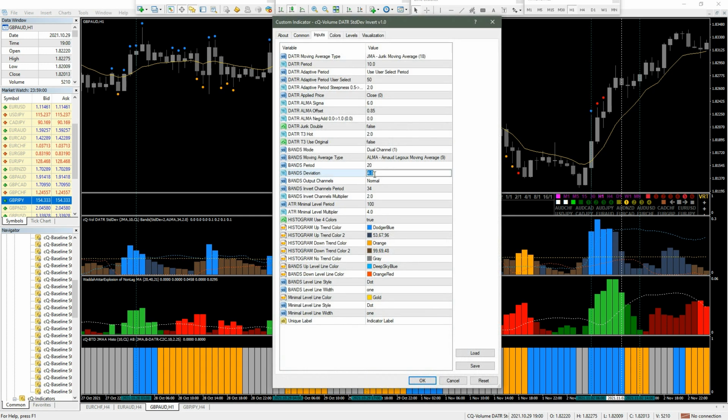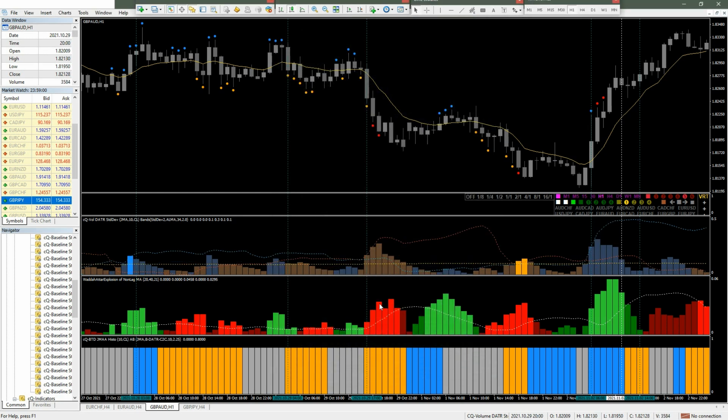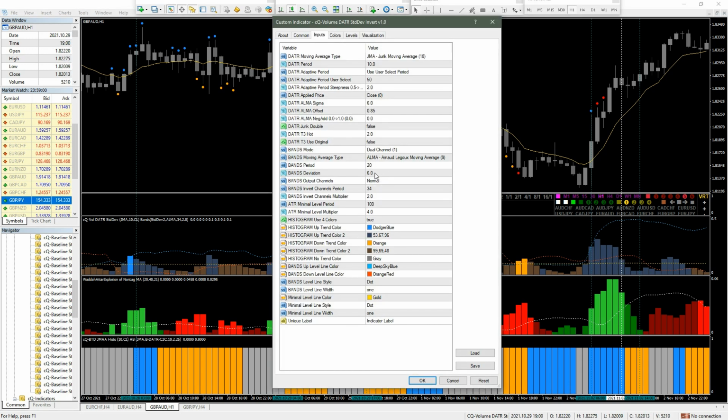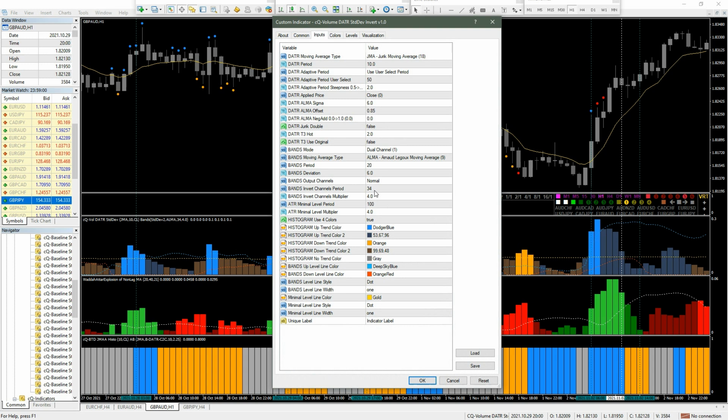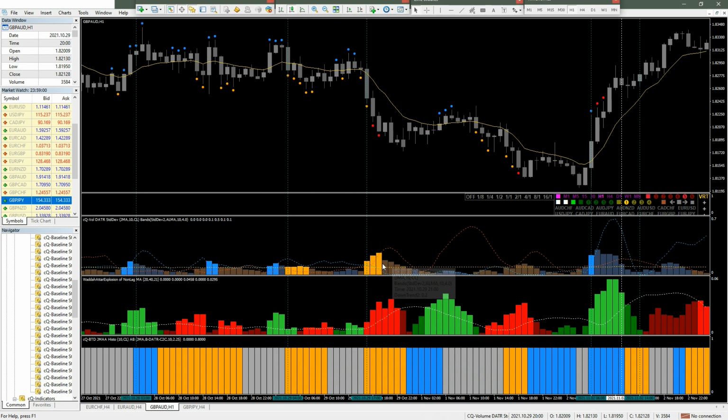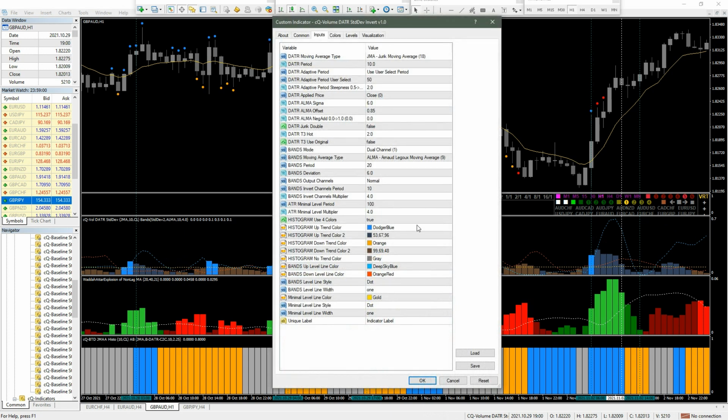Okay, for example, if I make this 6, it went higher, very few of the bars are being hit. So if you go down here and you increase this invert multiplier, it pushes it back down. And if you, for example, shorten this up, you can see what that does. For this particular indicator, that's what it does.